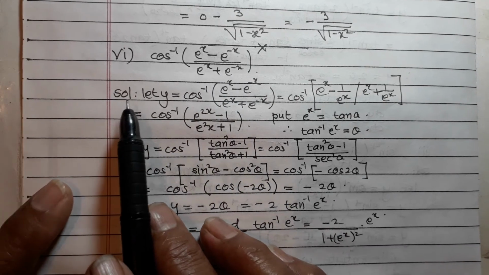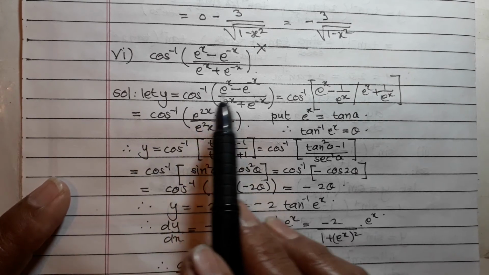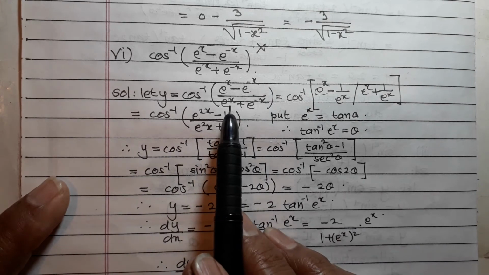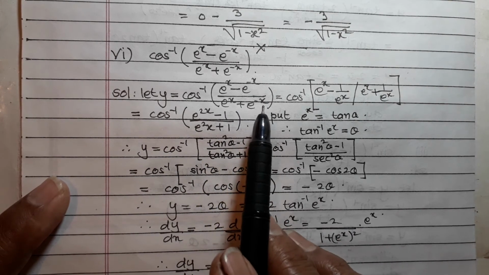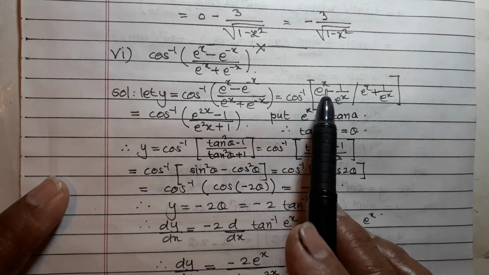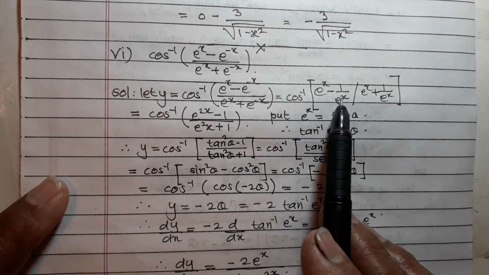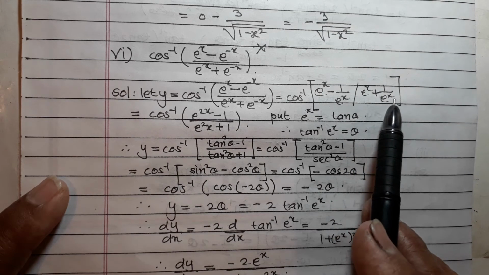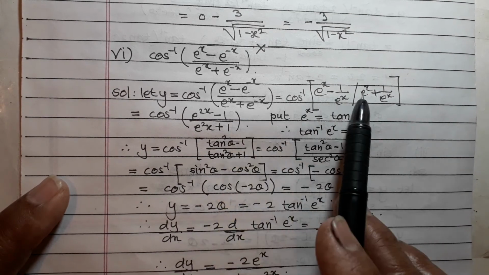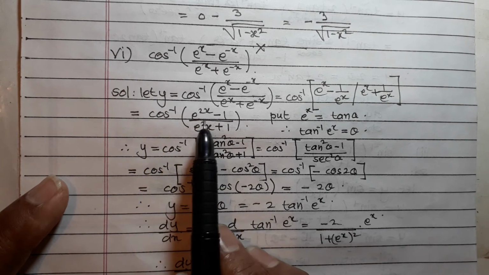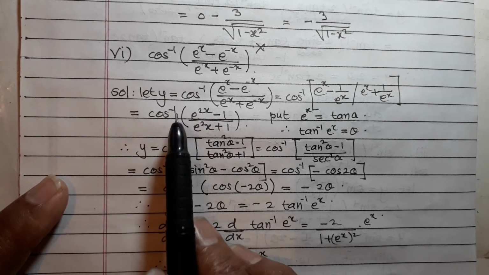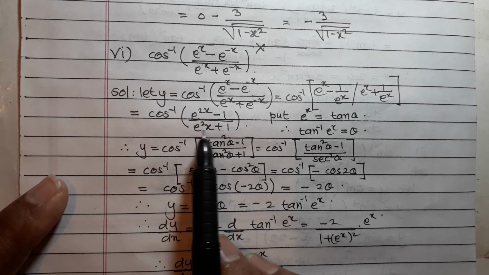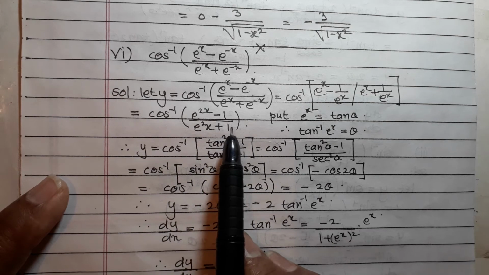So solution. Let y is equal to cos inverse of (e raised to x minus e raised to minus x) upon (e raised to x plus e raised to minus x), which is equal to cos inverse of (e raised to x minus 1 upon e raised to x) upon (e raised to x plus 1 upon e raised to x). So I simplify this. Therefore y is equal to cos inverse of (e raised to 2x minus 1) upon (e raised to 2x plus 1).